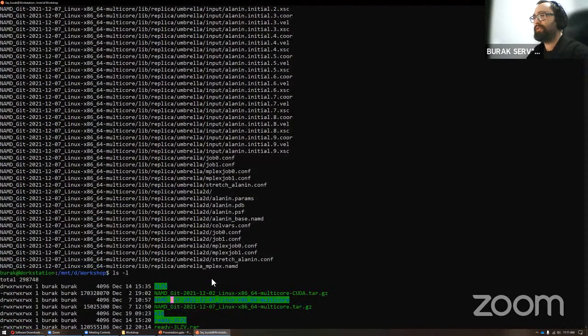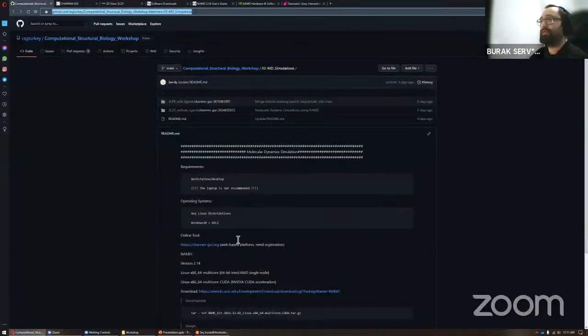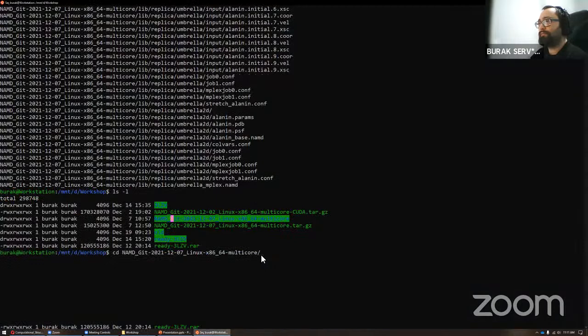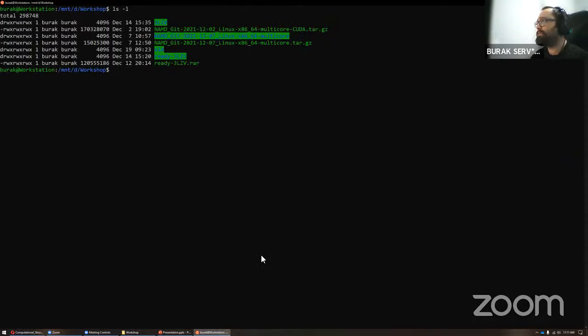Can you see it now? Actually, you can find these commands on this part. Tar, it's here for uncompress. Here. Now, can you see my screen? Is it clear? Okay.